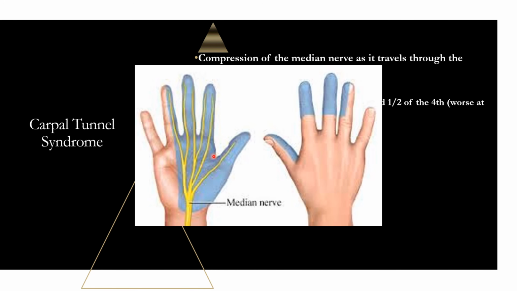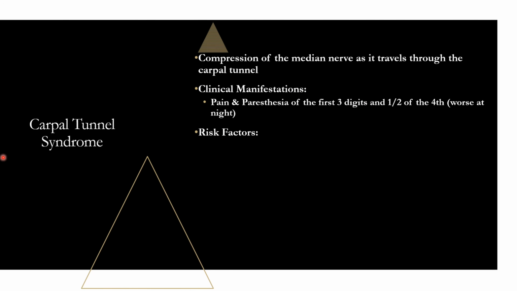So remember the first, second, third, and then half of the fourth finger there. Risk factors. So there's a lot of risk factors for carpal tunnel. Obviously, repetitive hand and wrist use, particularly with some occupations, arthritis, obesity, female gender. But the ones that I would focus on for the exam are pregnancy.